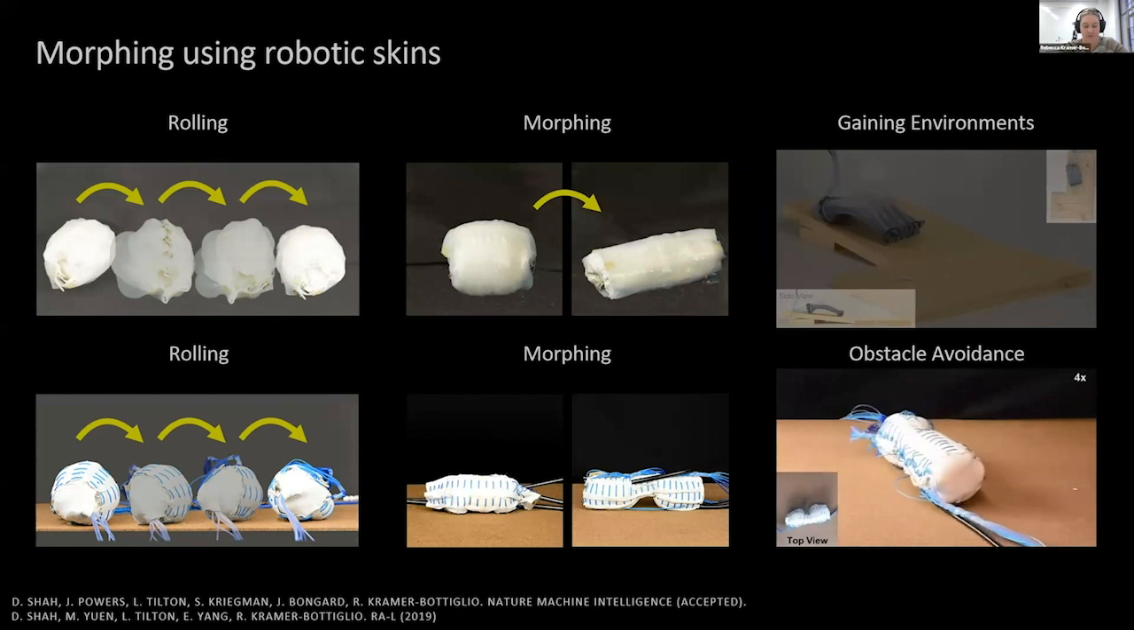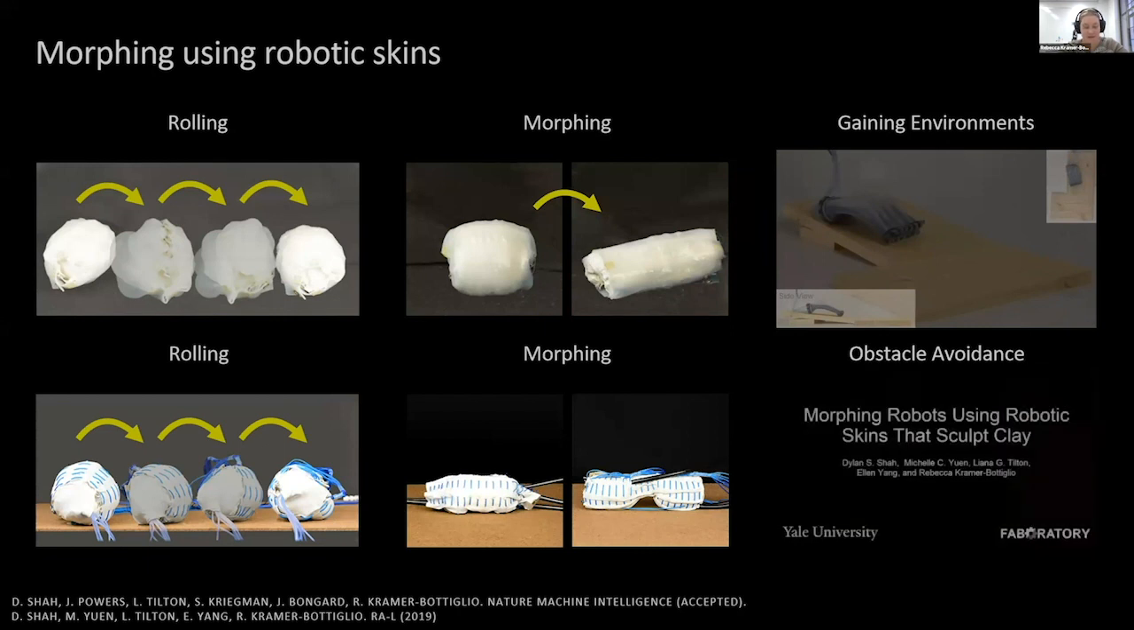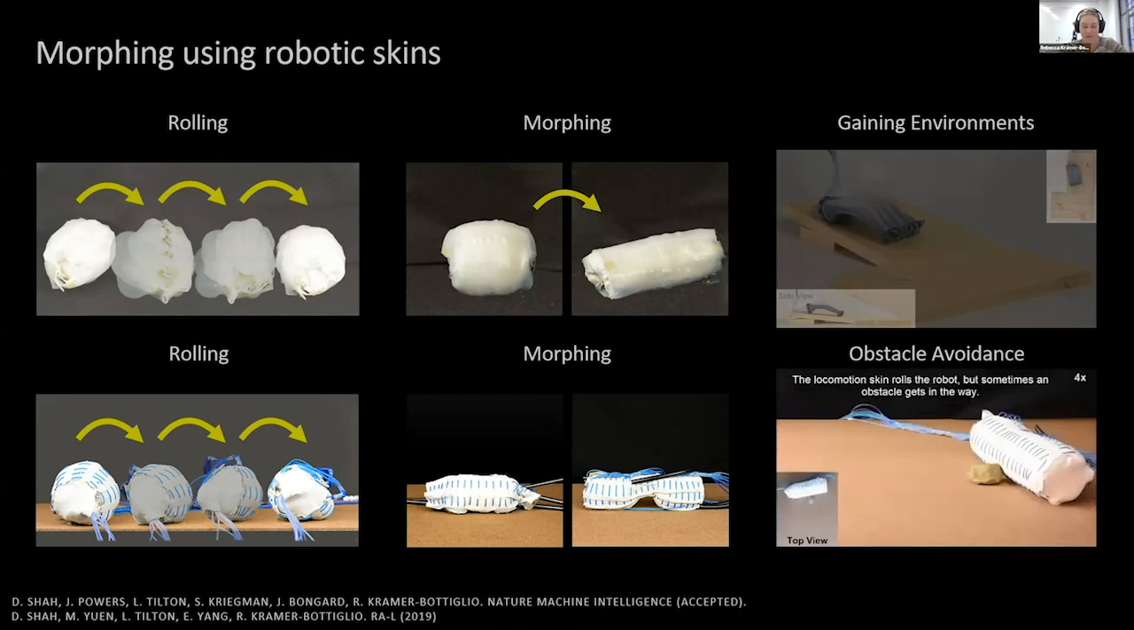So this demonstration shows how multiple robotic skins can be stacked as layers on a body and how an editable robot morphology can be used for obstacle avoidance, allowing the robot to change only its morphology while keeping the same path and control policy.